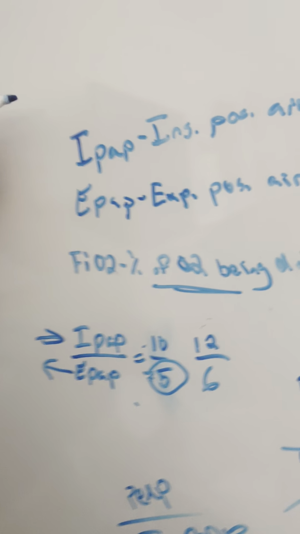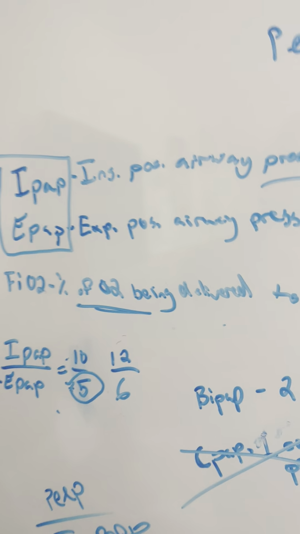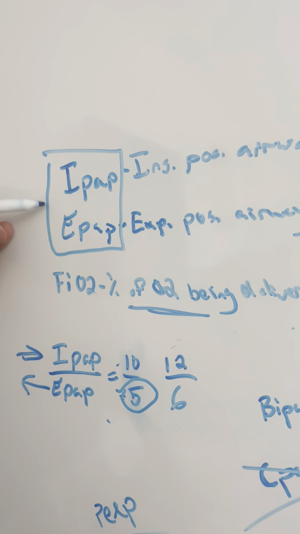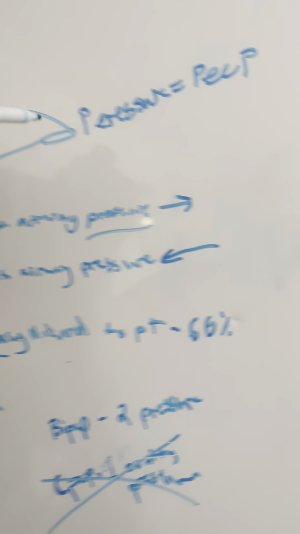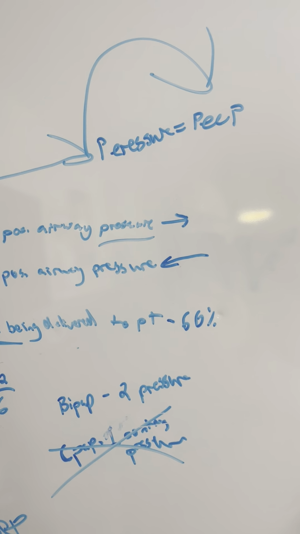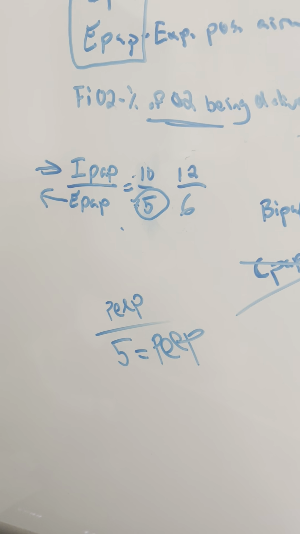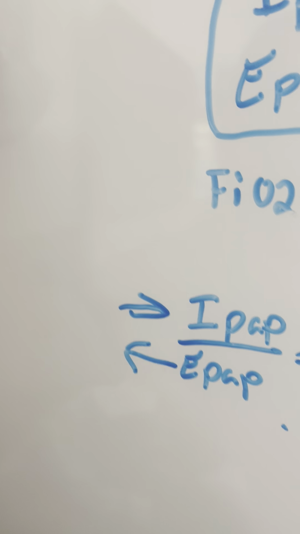So don't get intimidated by that right there. Don't get intimidated by this, because that is pressure. And all pressure is something we're all familiar with, and that's PEEP. Essentially what you're doing here is giving them 2 levels of pressure. That's all this is, your 2 levels of pressure.